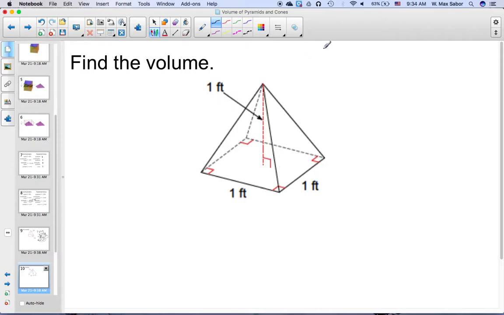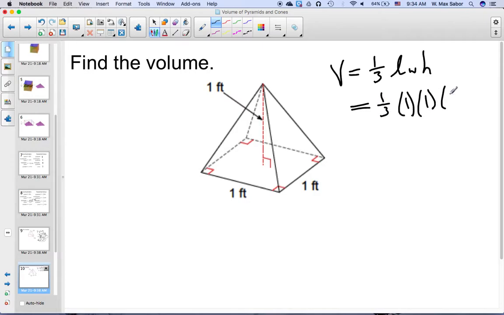Here, the volume of a pyramid is 1/3 the area of the base. In this case, it's length times width times the height. So the length was 1, the width was 1, the height was 1. Multiplying all that together, we get 1/3 cubic feet.